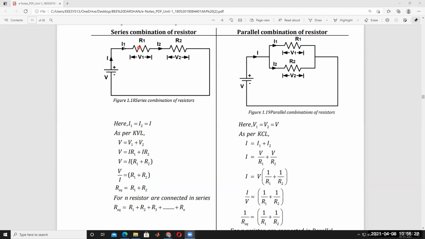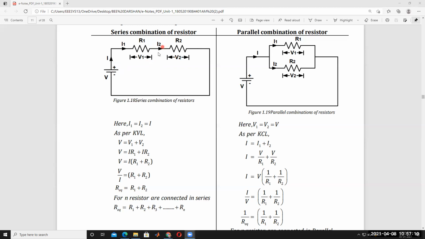V1 is I1 into R1 and V2 is I2 into R2. Since I1 is equal to I2 is equal to I, V is equal to I into R1 plus I into R2. Taking I common, V is equal to I times R1 plus R2. Then V by I, the source voltage by source current, is called the equivalent resistance, the total resistance of the circuit. So R equivalent is equal to R1 plus R2.